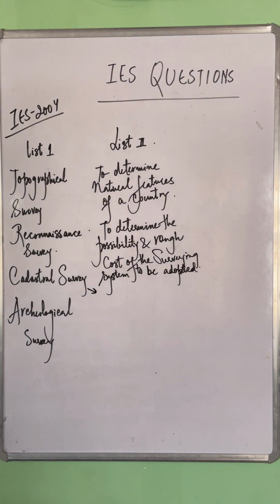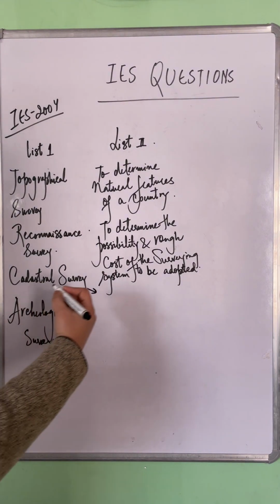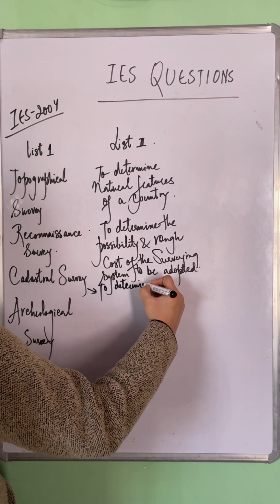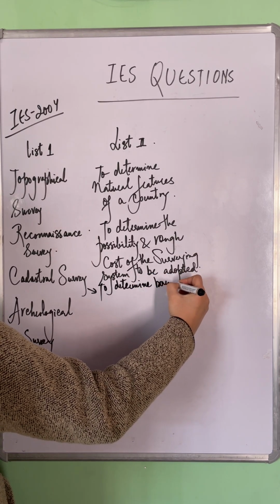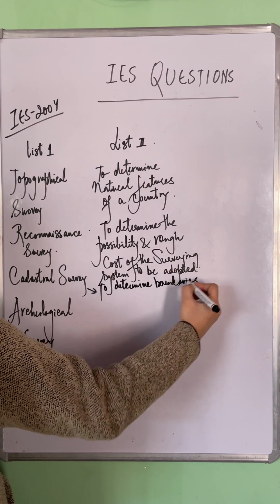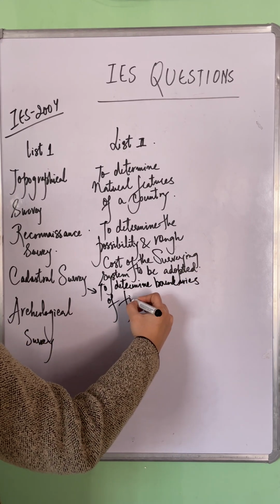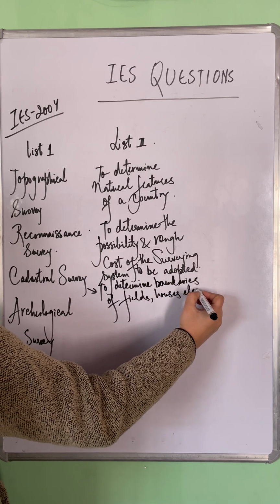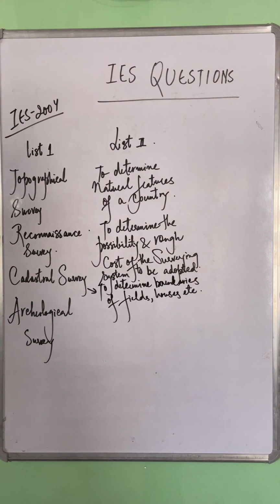As we have already discussed in the theory part, we use cadastral survey to determine boundaries of fields, houses, etc. And the last one is archaeological survey. And archaeological survey is conducted to find relics or antiquity.